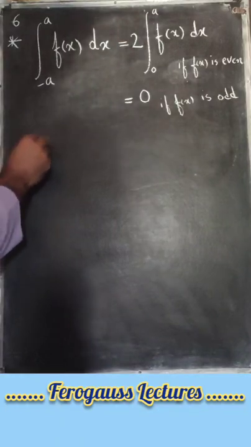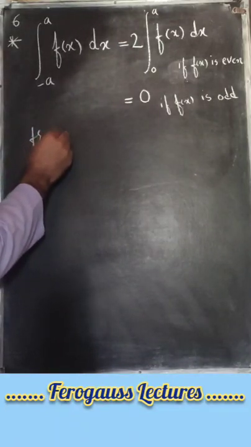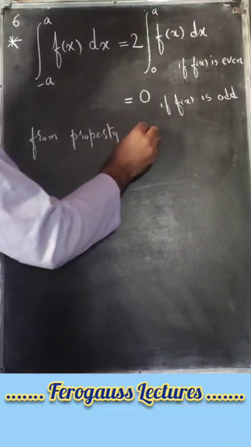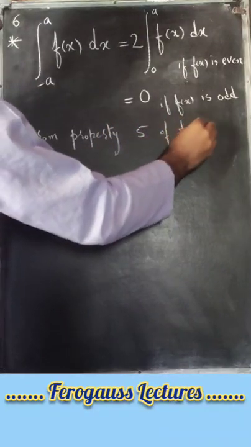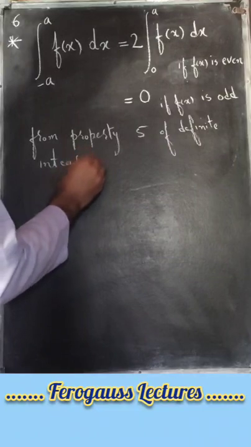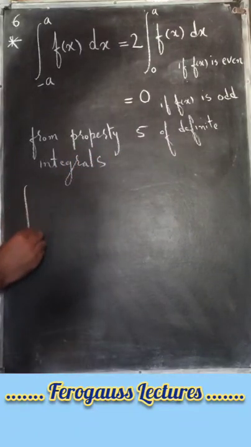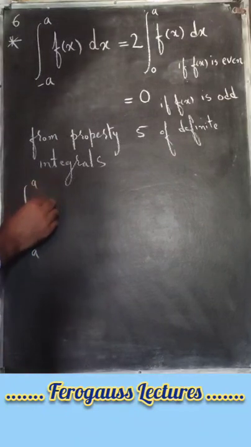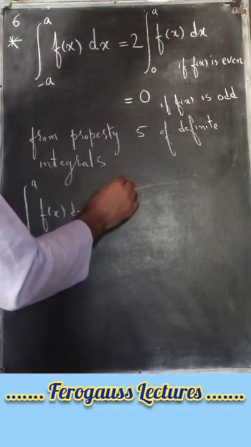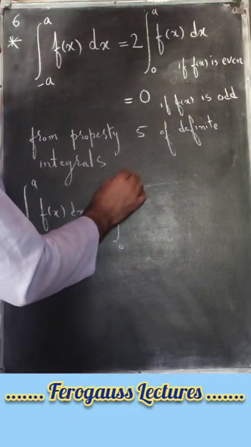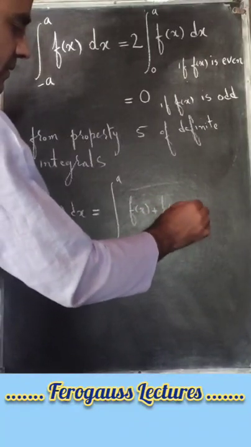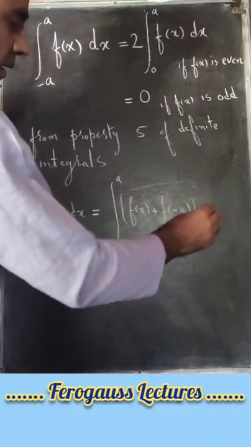Now from property 5 of the definite integrals, we have integral from minus a to a of f(x) dx is equal to integral 0 to a of f(x) plus f of minus x dx.